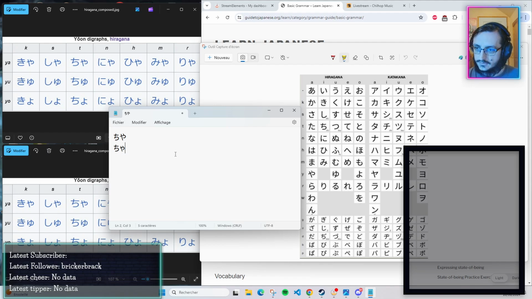Now we are getting to the N line. So the N line is not irregular. We get the ni, which is just regular. Ni and ya would make ni, ya. And the merged version is nya.